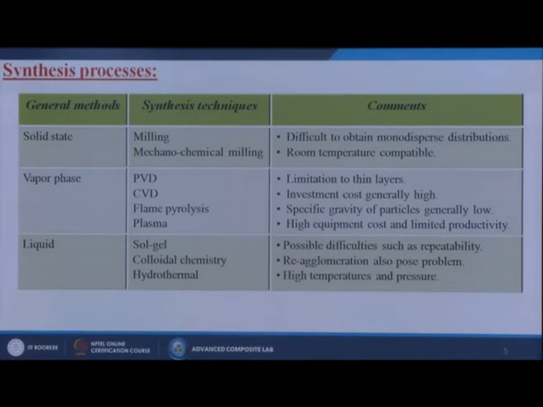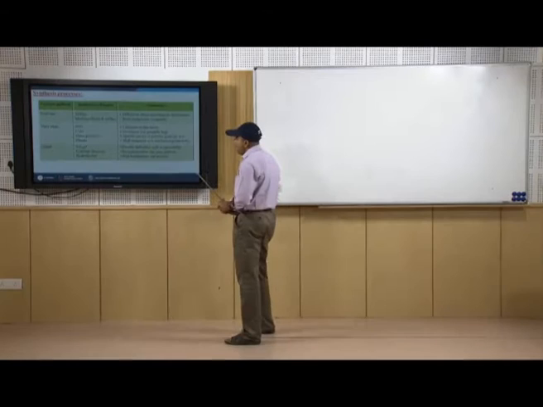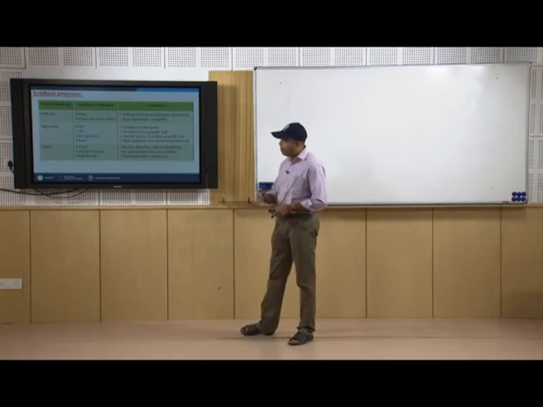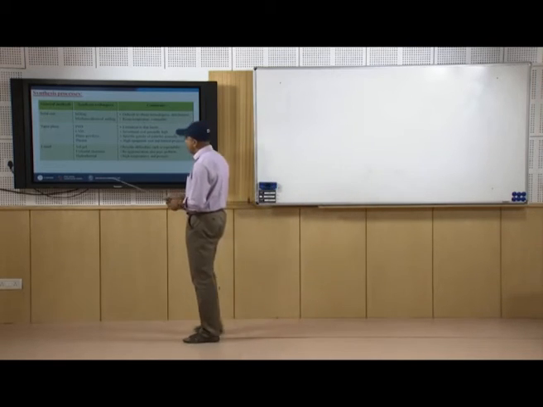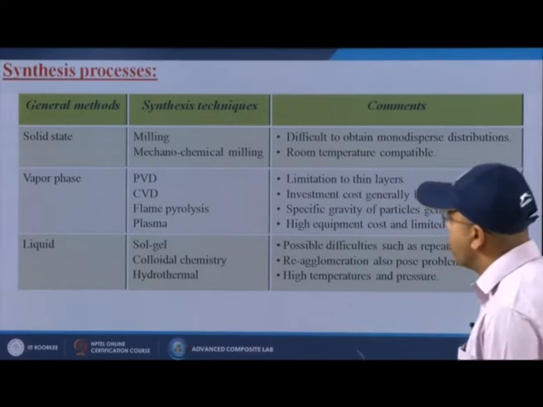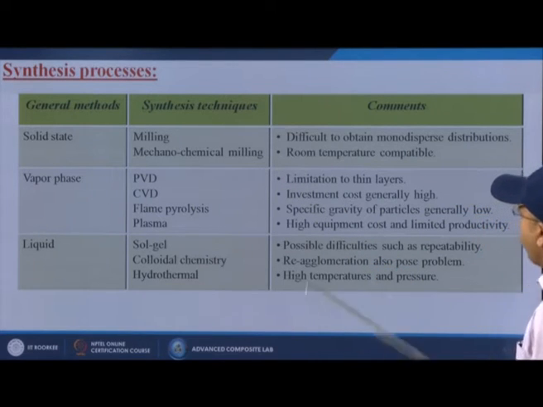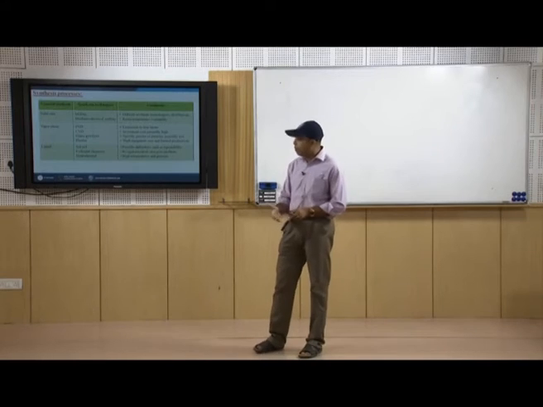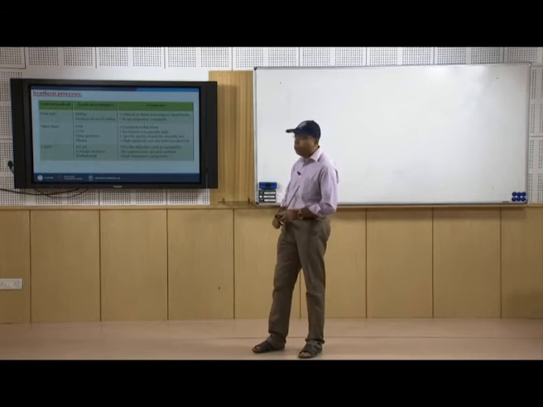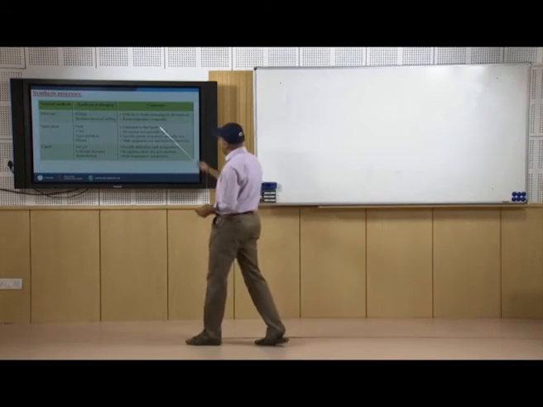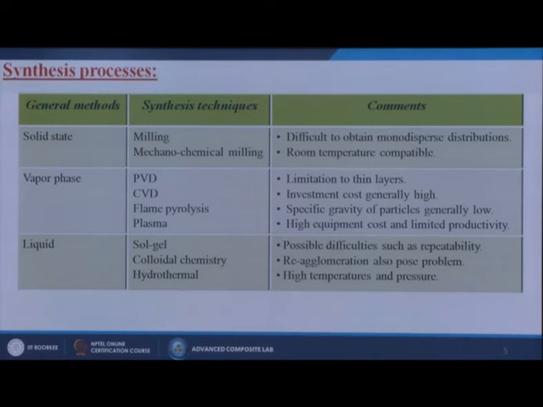There are several types of synthesis processes, and we have discussed some of them in our previous lectures. The first one is the general methods, known as solid state synthesis techniques, generally milling operations and mechanochemical milling. There are several difficulties or remarks: it is difficult to obtain monodisperse distributions, and room temperature compatibility is an issue. These are the different problems. Actually, we know that if there is no ending of a technology, no new technology will be developed. Unless there are problems with the existing technology, we will not go for nanostructures or the nanostructure properties of that particular material.